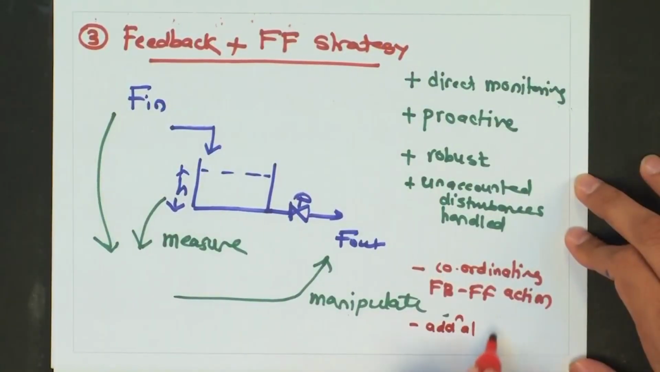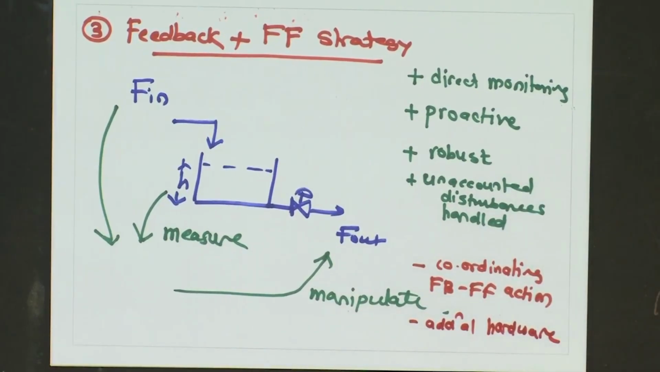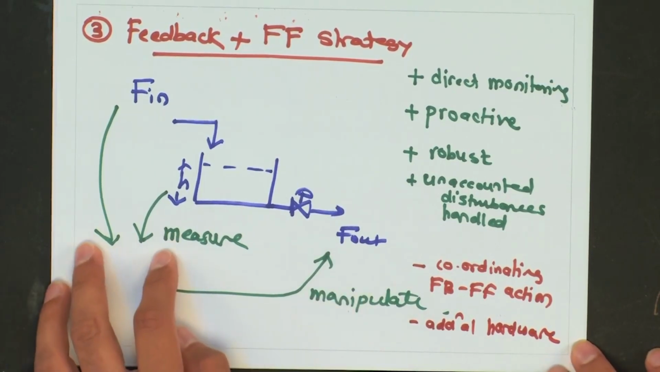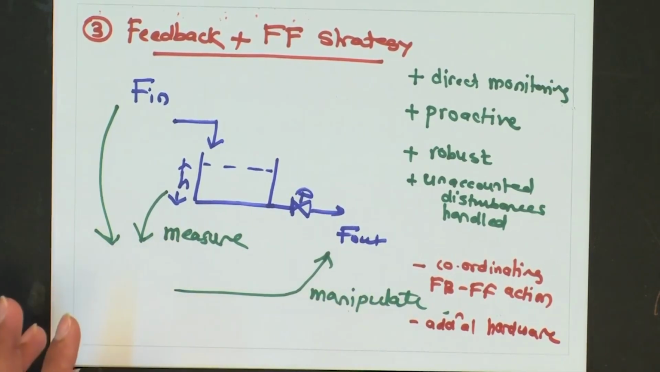And there is also a limitation that you require additional hardware. In the typical feed forward or feedback strategy, there is only one measurement and one control action. In this case, there are two measurements which have to be made. So, for every control loop, there will be an additional cost of two instruments rather than one instrument. But this is generally a secondary limitation. The major limitation is always maintaining coordination between these two control actions.